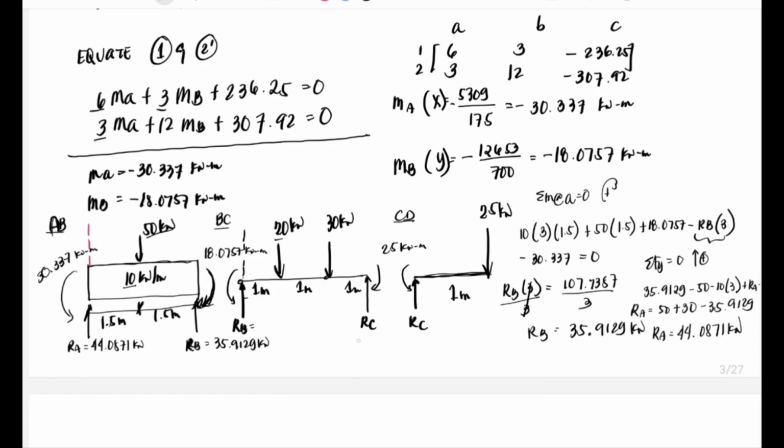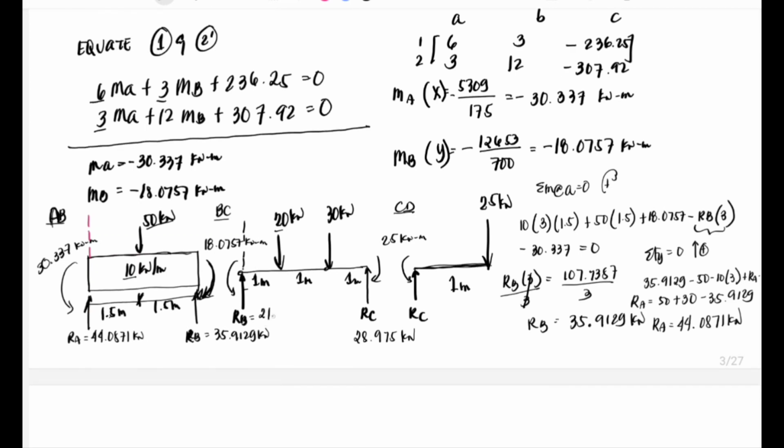So, that will be your RC agad. So, ano yung RC natin? We have 28.975 kilonewton. Okay? Given that value, ang gagawin nyo lang, 20 plus 30, i-minus mo agad sa nakuha mong value, we have 21.05. So, ilagay nyo 21.025 kilonewton. Okay, next, dito naman sa kabilang side, if this is downward, so probably this will be your 25 kilonewton. So, yun lang. Ganun lang kasimple.